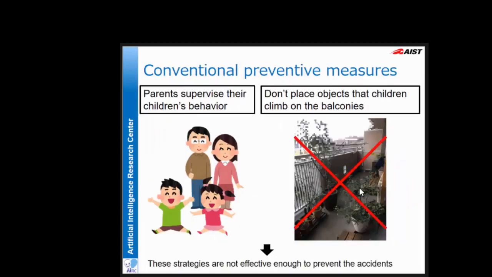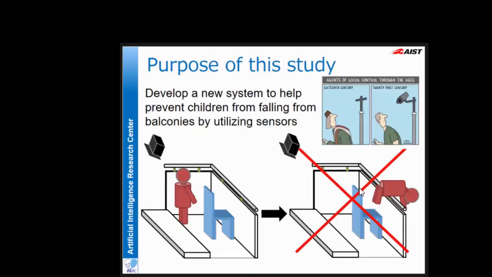Today, conventional preventive measures of the accidents for parents is to supervise their children's behavior and not to place objects that children climb on the balconies. But these strategies are not effective enough to prevent the accidents. Therefore, we developed a new system to help prevent children from falling from balconies by utilizing sensors.